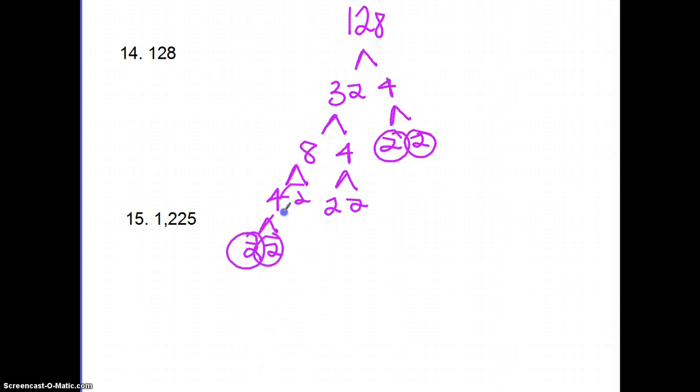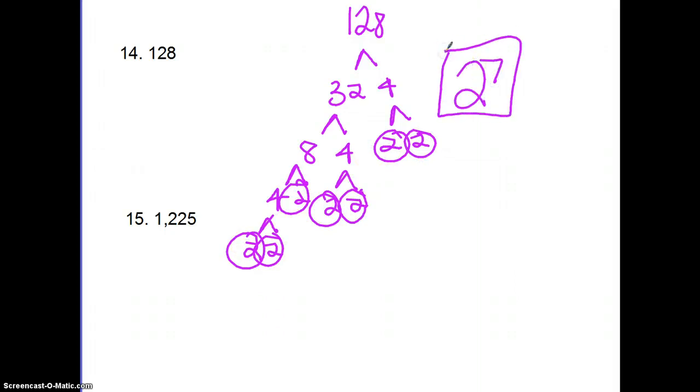So 1, 2, 3, 4, 5, 6, 7. Is that right? 2, 3, 4, 5, 6, 7. 2 to the 7th. Let me check that. That is correct. My prime factorization of 128 is 2 to the 7th.